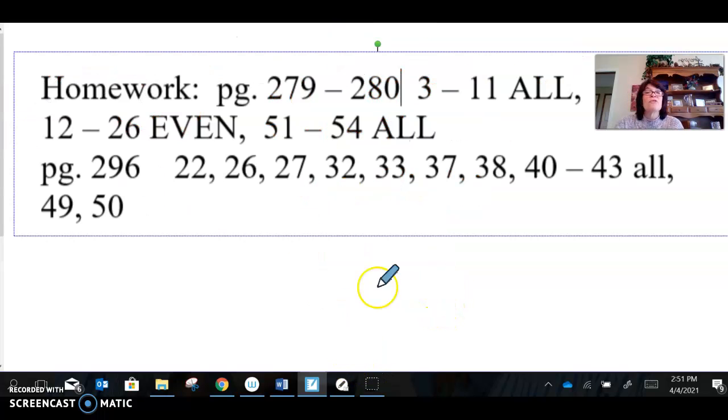Now I can show you the homework, which you saw in Schoology. Guys, break out that Algebra 2 book, all right? I sent it home way back in the beginning of the school year. We haven't used it much because I've been trying to use online things, but I want you to do these problems out of the book. Page 279 to 280, 3 to 11 all. I think they're multiple choice type things. 12 to 26, just the evens. And then 51 to 54 all. I think there's some sort of matching there. Then go to page 296 and try these problems: 22, 26, 27. I tried to give you a variety. There's more of the adding and subtracting.